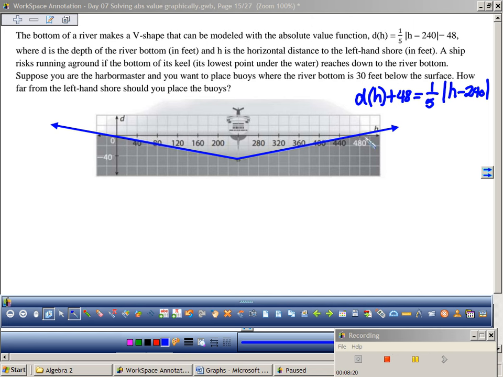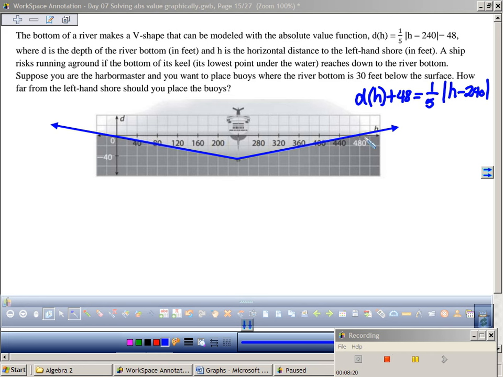It says, a ship risks running aground at the bottom of its keel. The keel is its lowest point under the water, reaches down to the river bottom. Suppose you are the harbor master and you want to place buoys where the river bottom is 30 feet below the surface. How far from the left-hand shore should you place the buoys? This is actually a pretty cool problem.